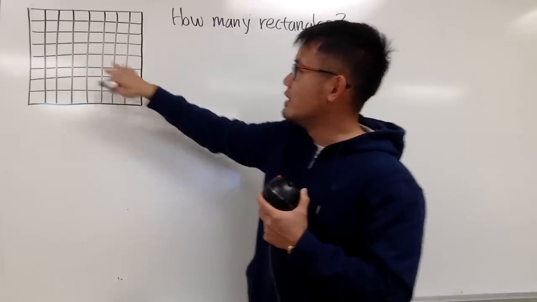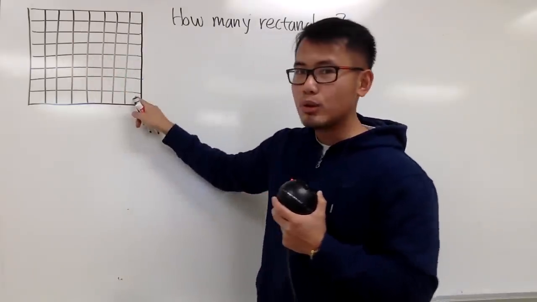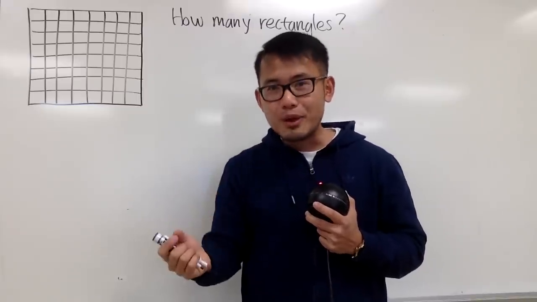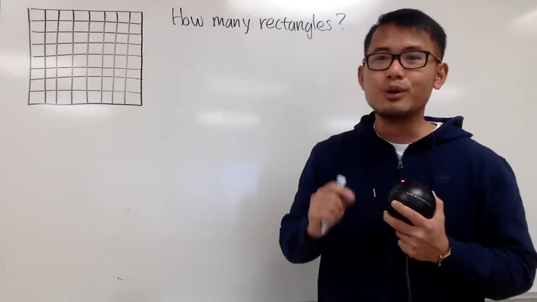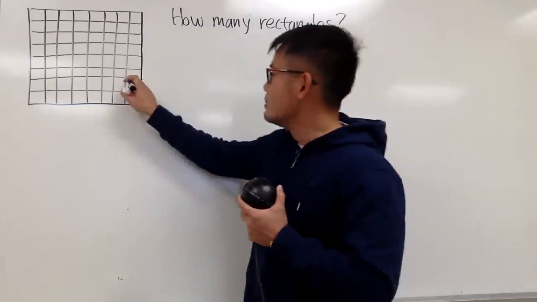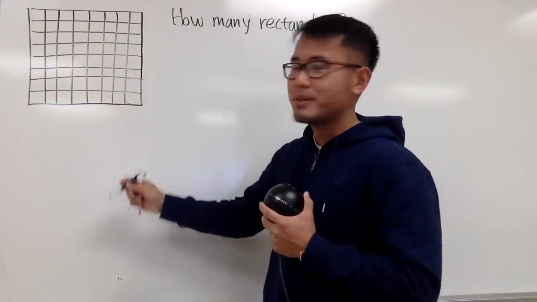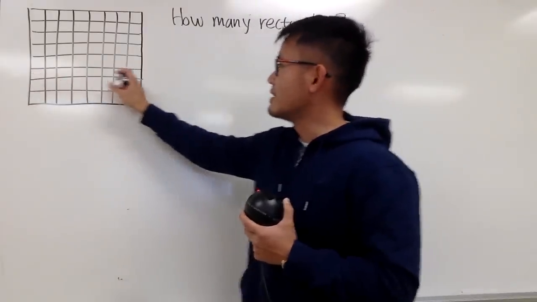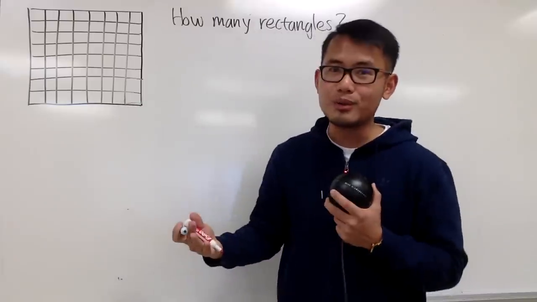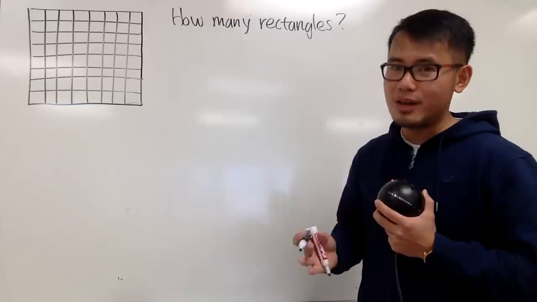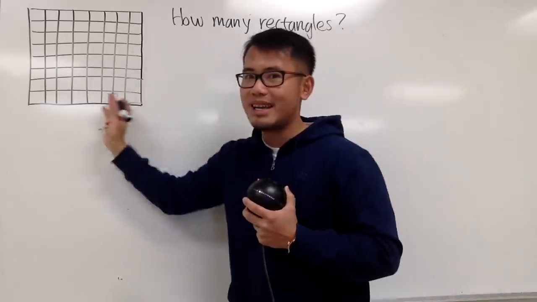So by just looking at this picture here, we have a total of 8 times 8, namely 64 little squares, so that's 64 little rectangles. But remember, this right here is also a rectangle. It's one whole row like this. It's of course not a square, right? So the question is, how many rectangles do we have right here?